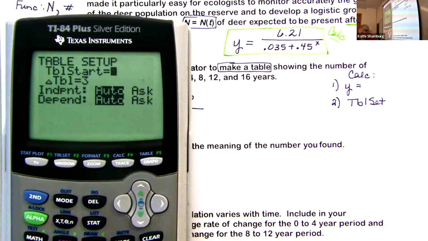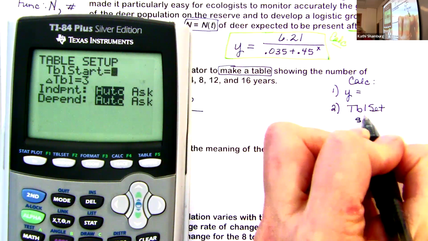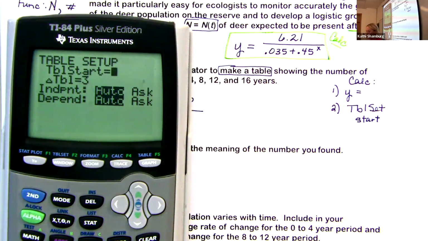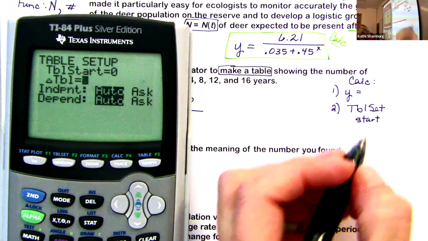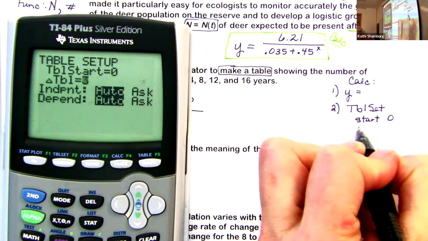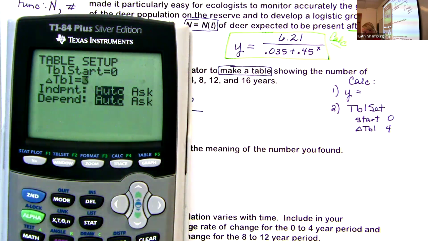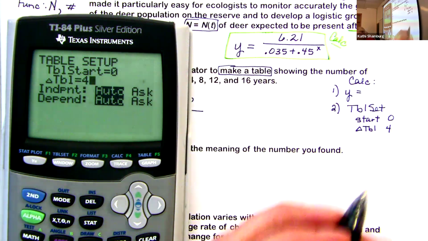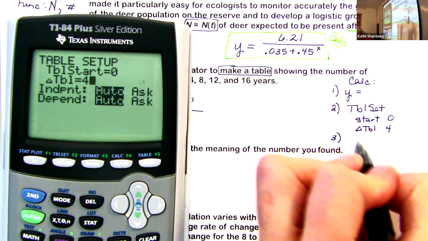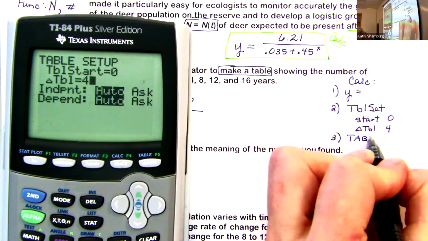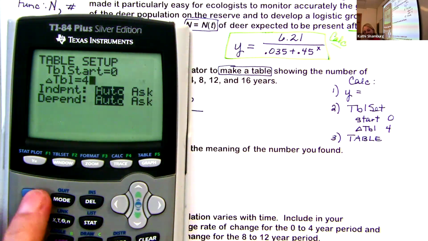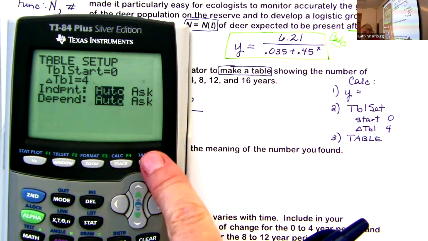And this is where it's going to want you to put in a value for your starting number. Well, this problem told me to start with what? 0. So I'm going to put in 0. And 0, 4, 8, 12, 16. Then your change in your table is going by what? 4s. So on table or change a table, I'm going to put in 4. And then your last step is to get to the table, which is your second, the last gray button.